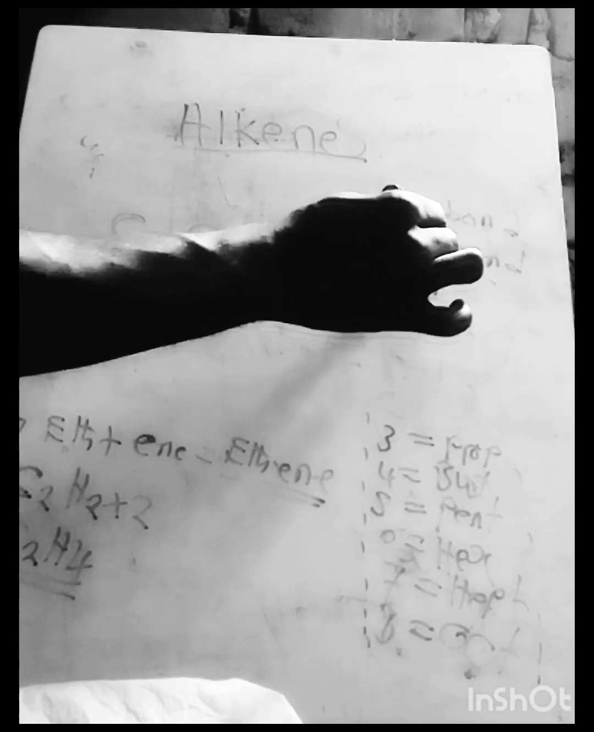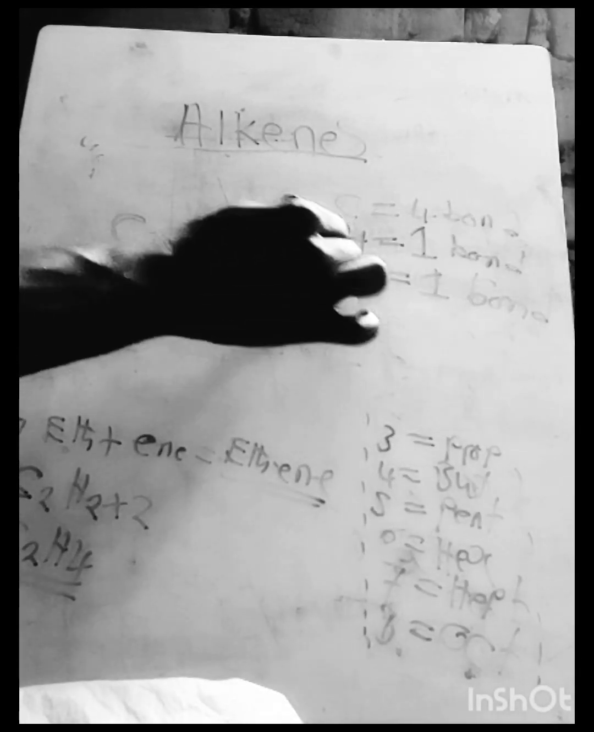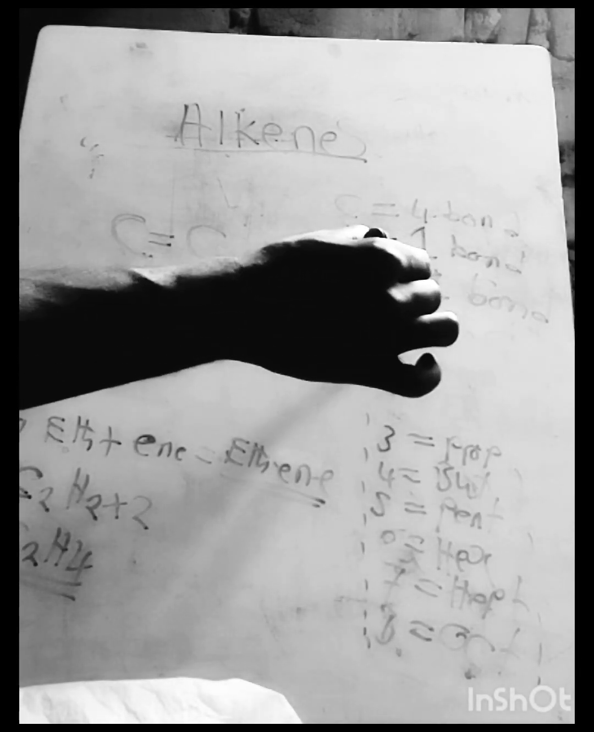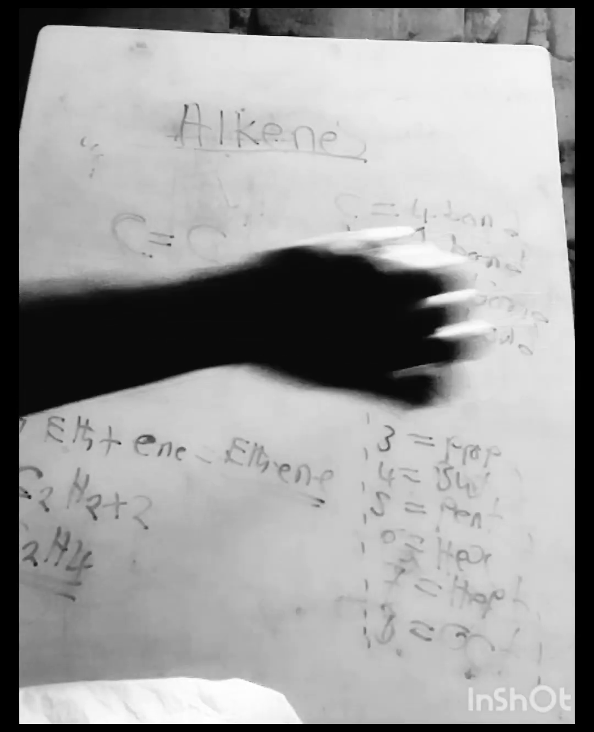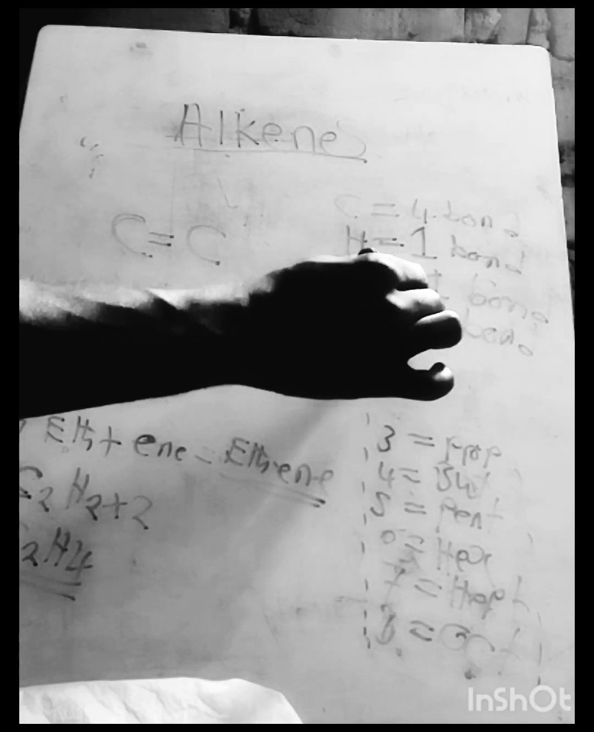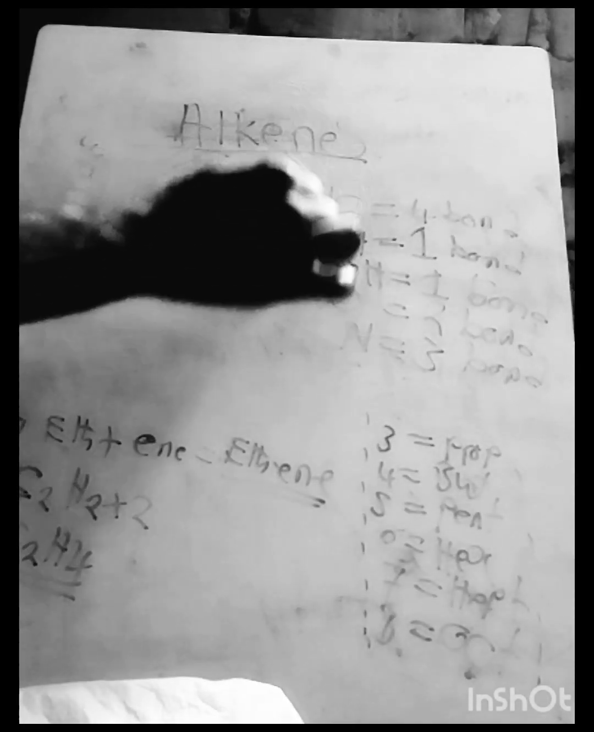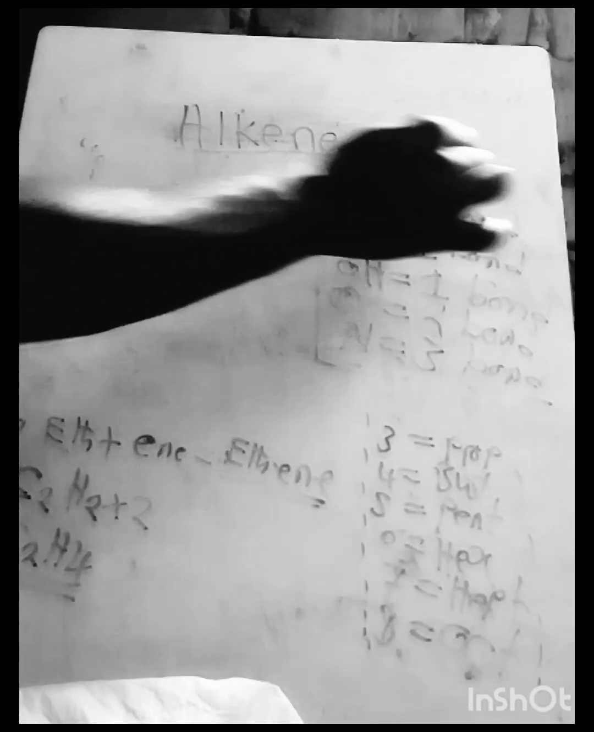Hydroxide, we are going to have 1 bond as well. But oxygen will have 2 bonds. Nitrogen is given 3 bonds. So all these things we may meet as we go on in this topic of organic chemistry.